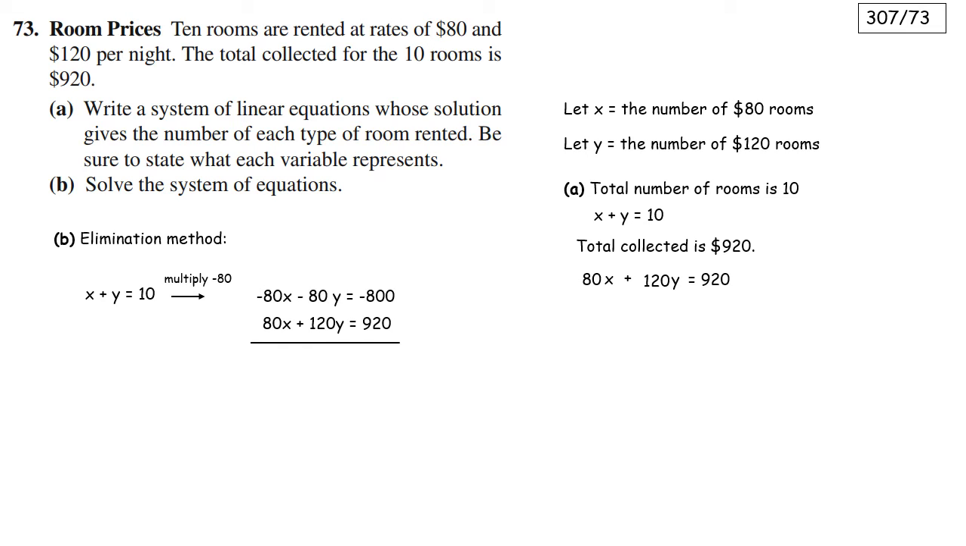We'll add the second equation of the number of dollars collected, 80x plus 120y equals 920. The 80x plus negative 80x will equal 0x. And then 120y minus 80y is 40y, and 920 minus 800 is 120. We'll divide both sides of the equation by 40 to get y equals 3, the number of $120 rooms. We know that the number of total rooms is 10, which means that the number of $80 rooms will be 7.